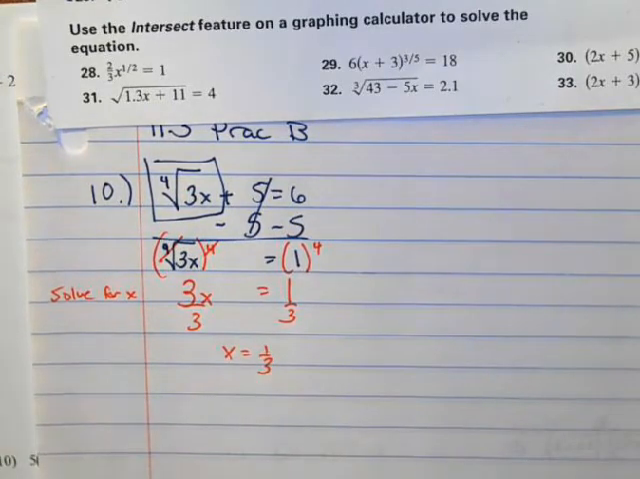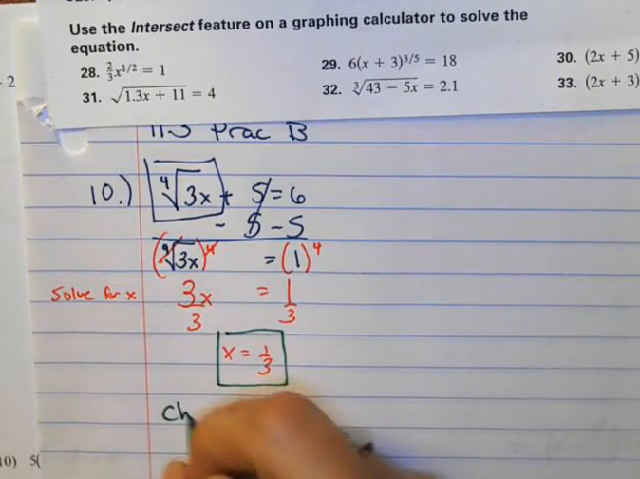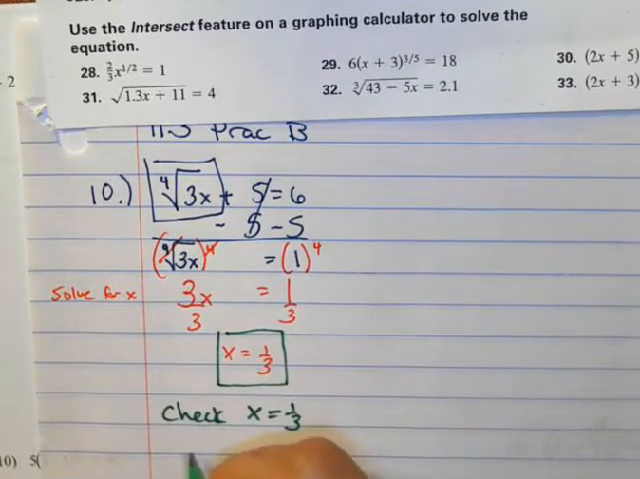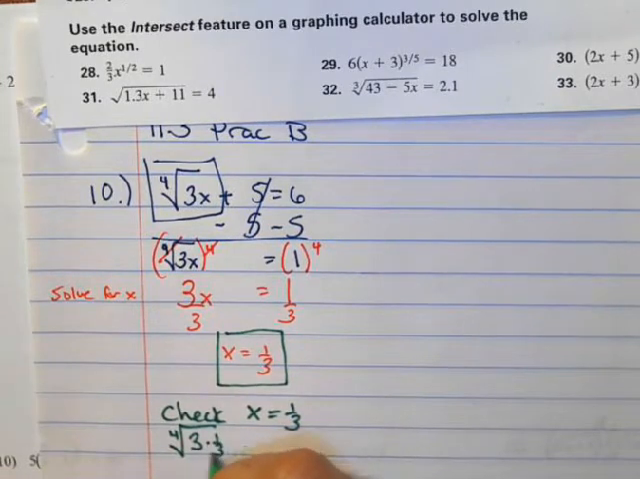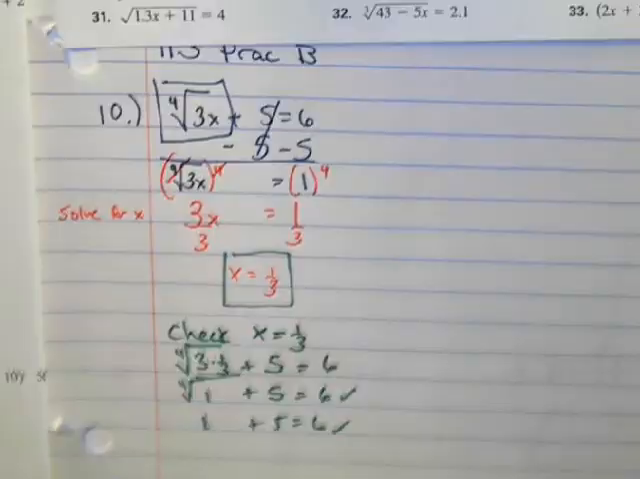Alright, now the check. So when I do the check, this is my answer for right now. When I do the check, I'm going back into my original equation, plugging in 1/3. So fourth root of 3 times 1/3. 3 times 1/3 is 1. Fourth root of 1 is 1. 1 plus 5 is definitely 6. So you guys have always wanted some easy addition and subtraction.